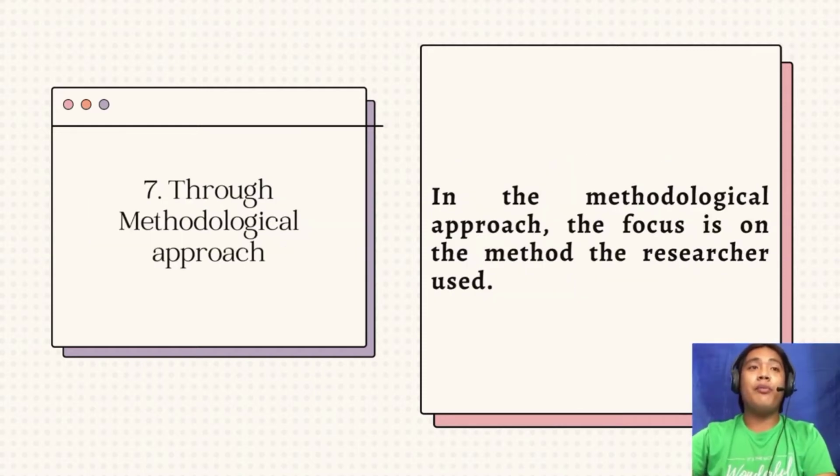The last one is through methodological approach. In the methodological approach, the focus is on the method the researcher used. For example, the literature review focuses on the method used by graduating senior high school students to raise funds for their entrepreneurship proposal, or the method used to increase agricultural yields among agricultural students. It can also be the method used by STEM students in their researches on the preservation of our nature using the innovation brought by technology. So it shows us the methods of the researchers.